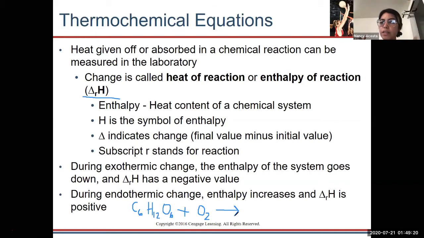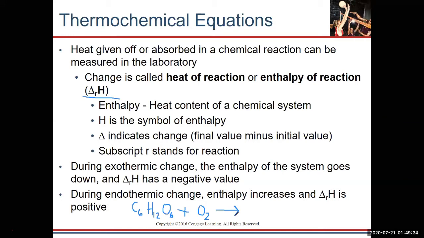When they combine together? Is that what you're talking about? Nope, it's not a combination reaction. Is it a combustion? It's a combustion reaction. What are going to be my products?